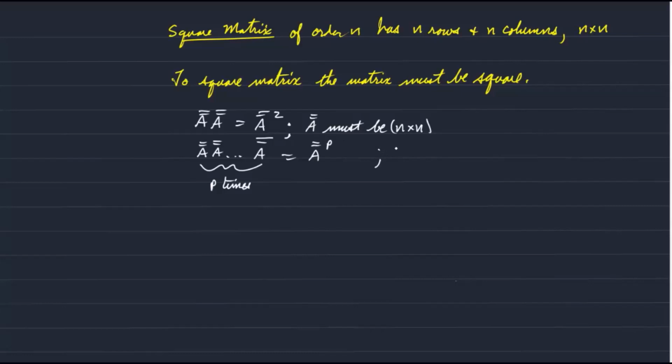And just to show you some other rules, A raised to the P power times A raised to the Q power is the same as A multiplied by itself P plus Q times. So the rules of exponents for matrices are the same as scalars. And likewise, if we were to raise A to the P and multiply that by itself Q times, then the result is A to the P times Q. So this is square matrices, and then I guess the second part was powers of matrices.